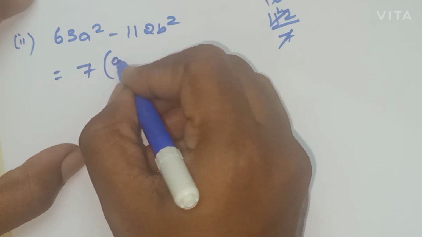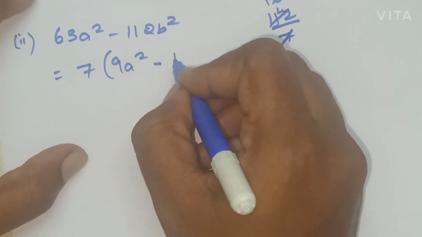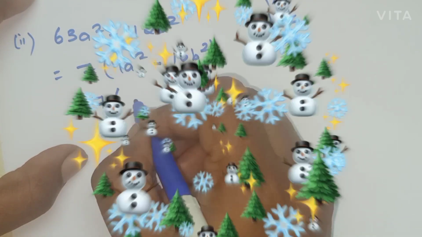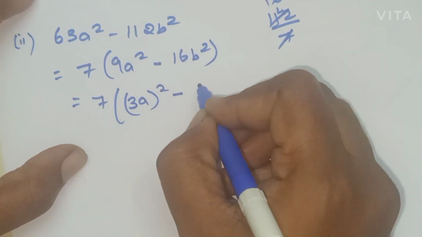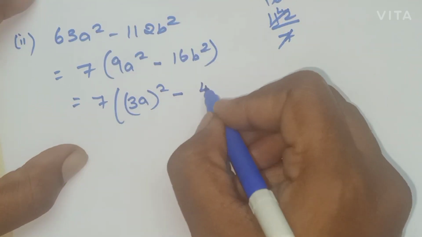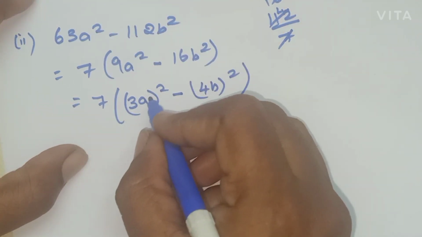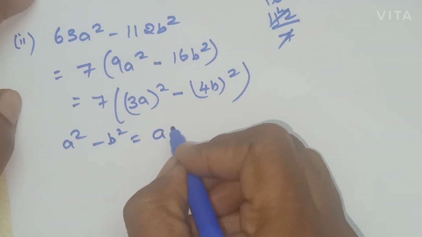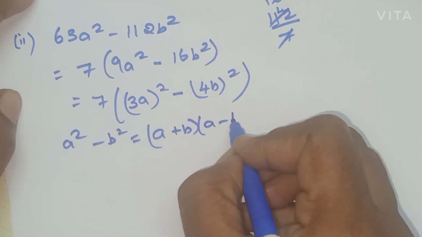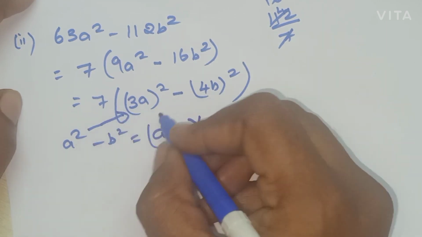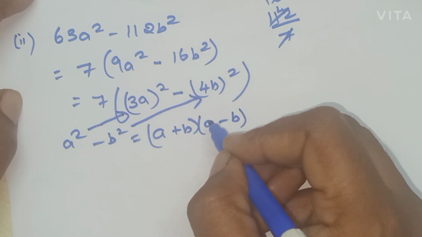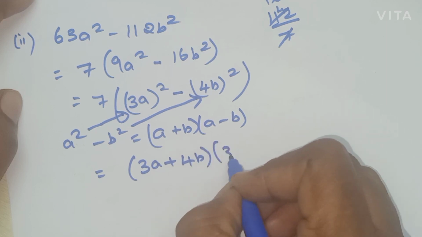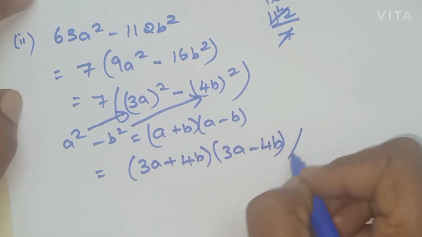So remaining we get 9a square minus 16b square. So this is equal to 7 into, now 9a square we can write as 3a the whole square minus 16b square, we can write as 4b the whole square. Now this is of the form a square minus b square. So a square minus b square is equal to a plus b into a minus b. So in the place of a I have 3a, in the place of b we have 4b. So this is equal to 3a plus 4b into 3a minus 4b is the answer.